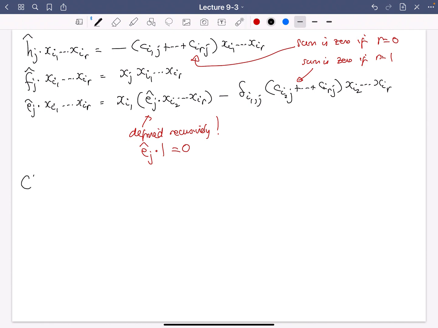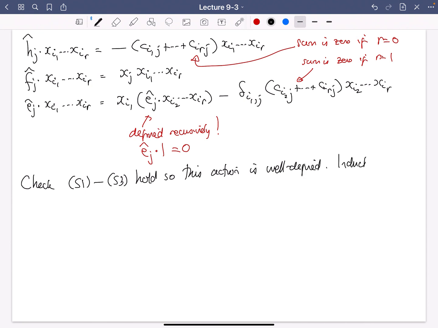So now you have to check that the relations S1 to S3 hold, so that this action is well defined. I'm going to leave that as an induction exercise. I always like leaving induction exercises to you, but for example, let's just do one. If we wanted to check this thing, right, so that's one of the relations.